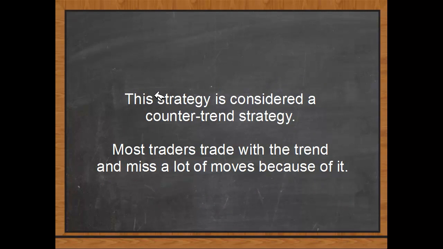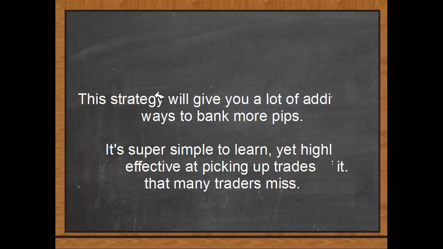Now, this strategy that I'm going to be teaching you is considered a counter trend. As I mentioned earlier, a lot of traders are looking to catch the bounce in a trend off of a moving average. This one is looking for the breakdown, to do the opposite of what most traders are doing. This will definitely give you a lot more pips. Well, there's no guarantees in trading, but if you follow the rules here, you're going to catch more trades than you would normally. And it's definitely easy to learn.